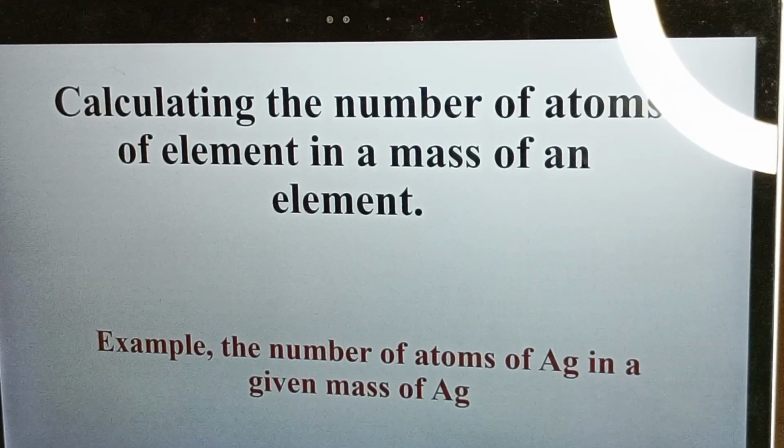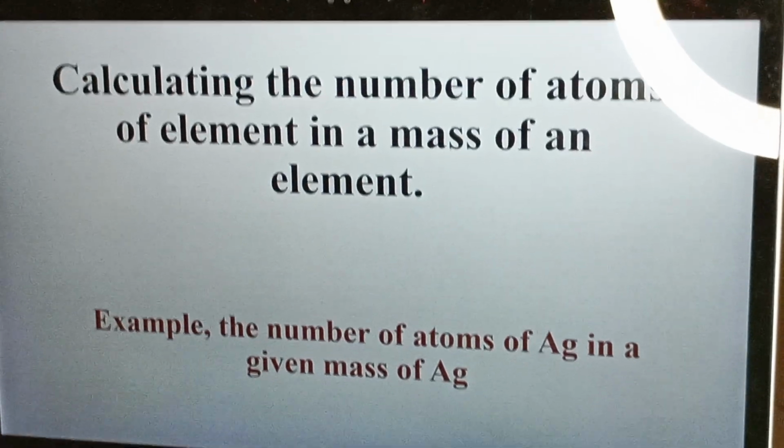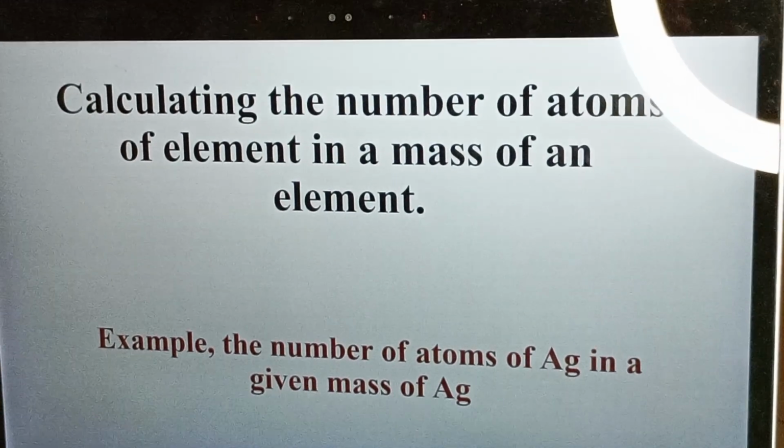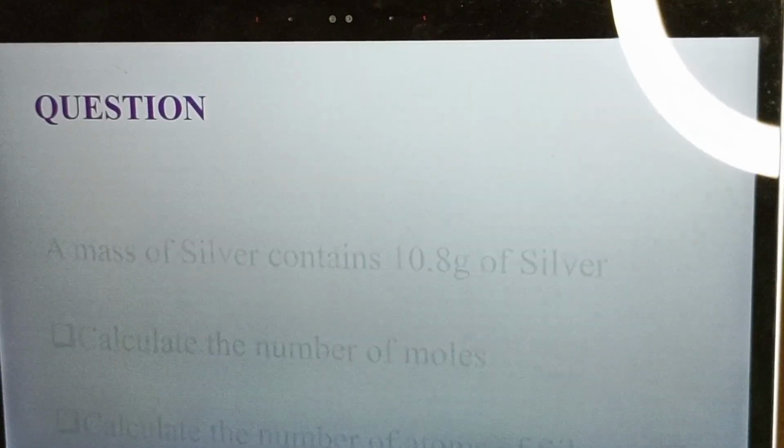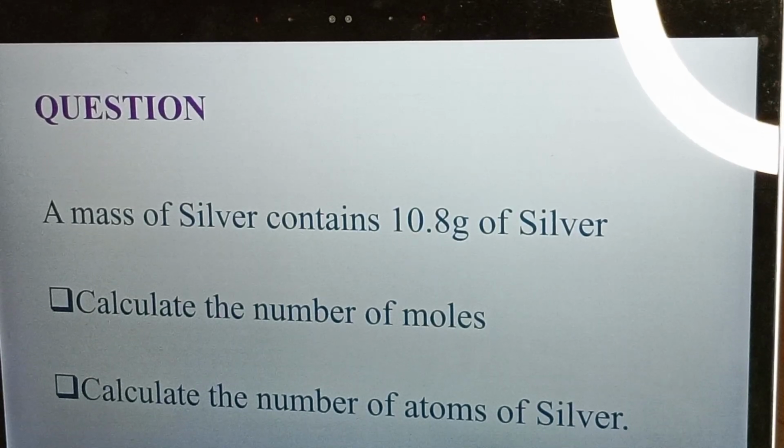So we want to calculate the number of atoms of silver in a mass of silver. Question: a mass of silver contains 10.8 grams of silver. Calculate the number of moles and also calculate the number of atoms of silver.